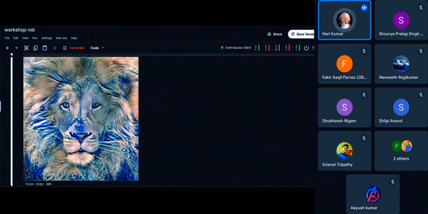As you can see, as each step moves on, the image gets closer and closer to the result that we want.